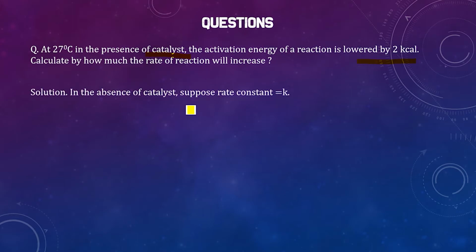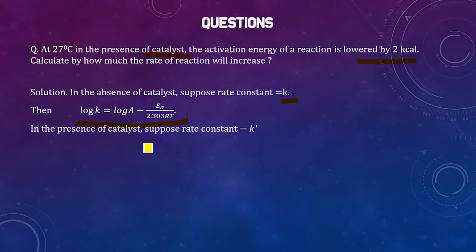In the absence of a catalyst, suppose the rate constant is K, and we can write the Arrhenius equation in this way. Now in the presence of catalyst, suppose the rate constant is Kc, or you can say K dash. Writing the equation for the same, you will get log K dash is equal to log A minus E upon 2.303 RT.